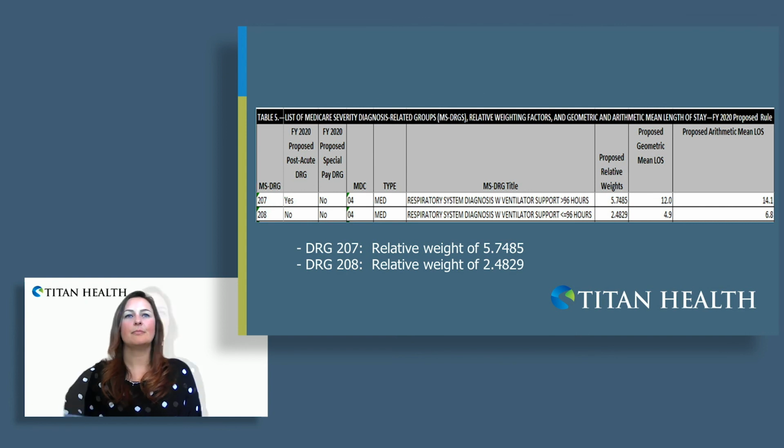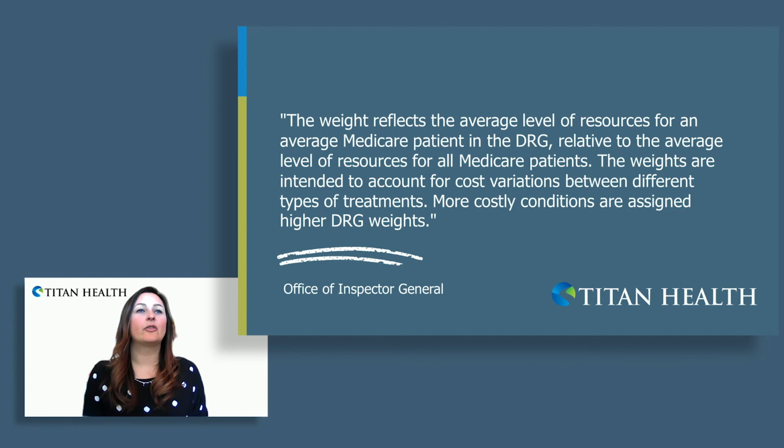Specific to the relative weight of the DRG, here you will see a quote from the Office of Inspector General. The weight reflects the average level of resources for an average Medicare patient in the DRG relative to the average level of resources for Medicare patients. The weights are intended to account for cost variations between different types of treatments. More costly conditions are assigned higher DRG weights.